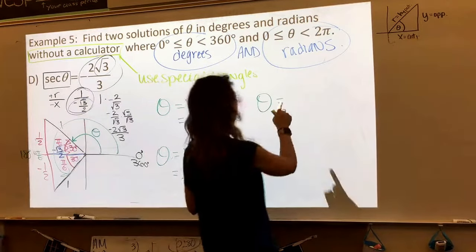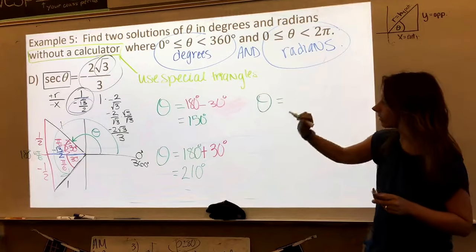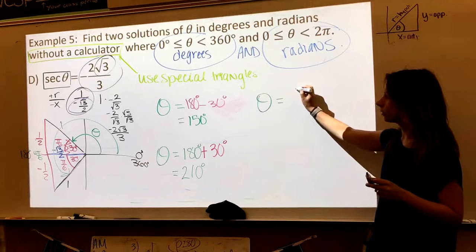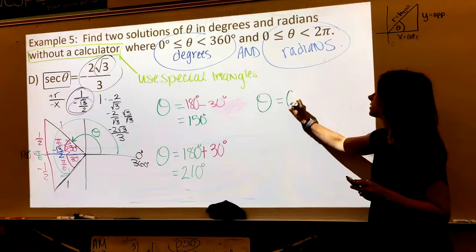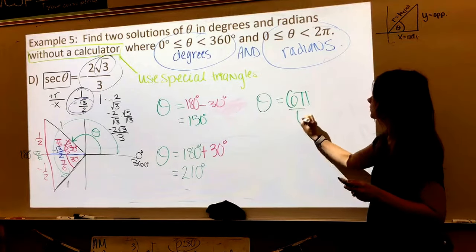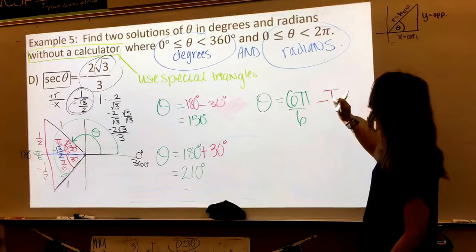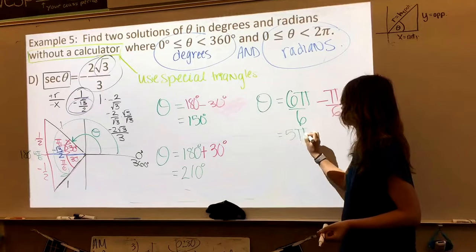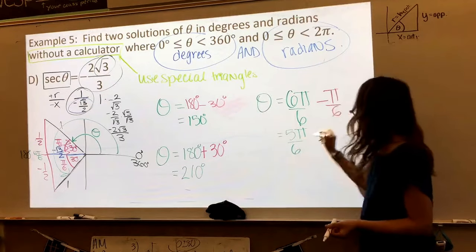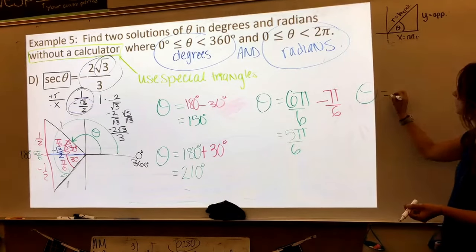Very good. So what am I going to do here to find the first one in quadrant 2? 6 pi over 6 minus pi over 6. And what do we get? 5 pi over 6. 5 pi over 6 is the first answer. Very good. I'm going to do the other one over here so I'm not writing so low. Okay, and this one?